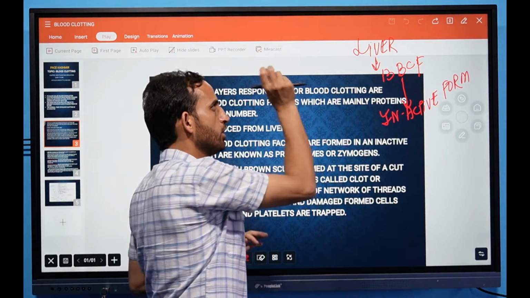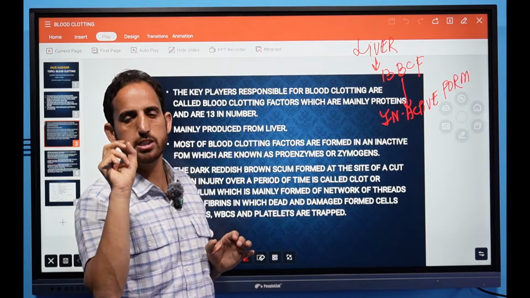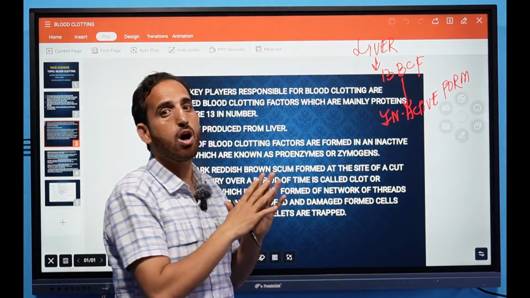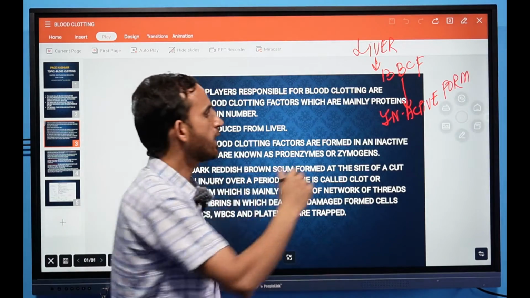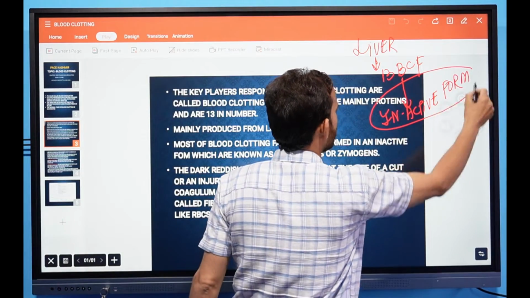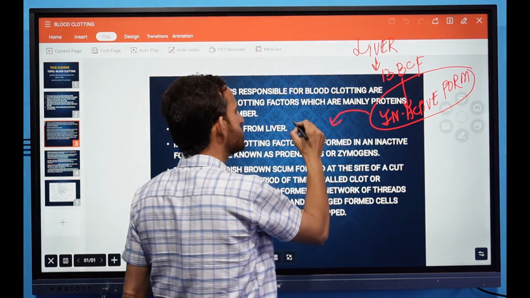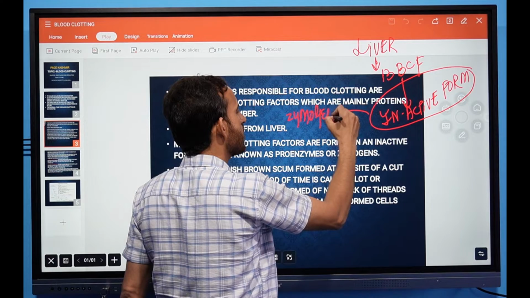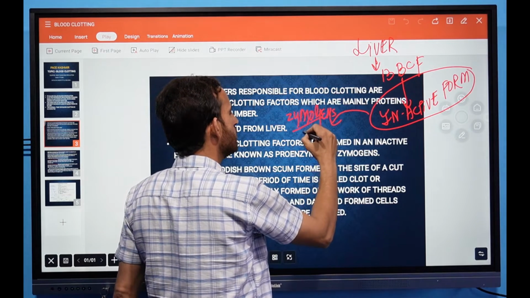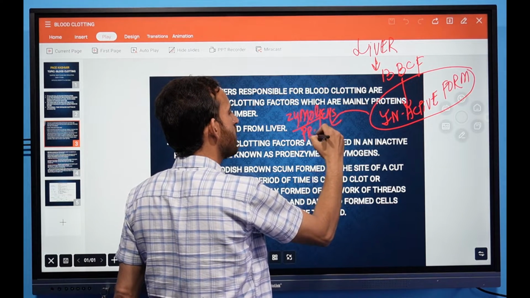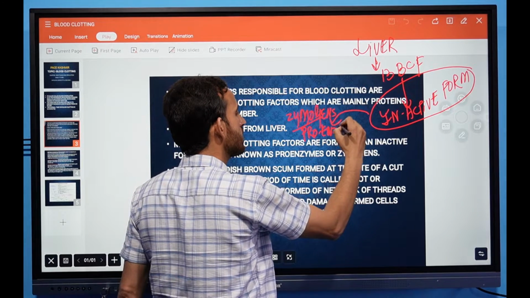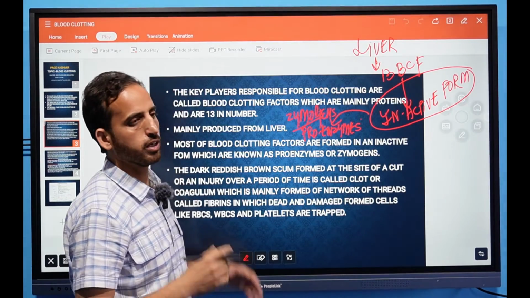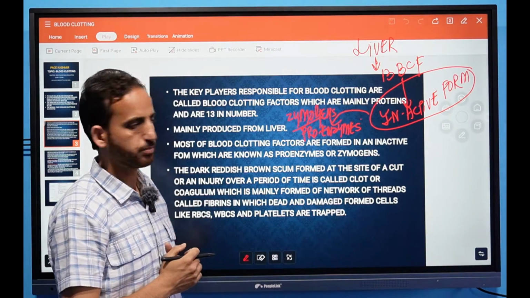Same is the case here: your liver has produced these blood clotting factors, but they are not produced in an active form. Rather, they are produced in an inactive form, and the inactive form of the enzymes is called zymogens. Another name is proenzymes. Later on they are activated into their functional forms.